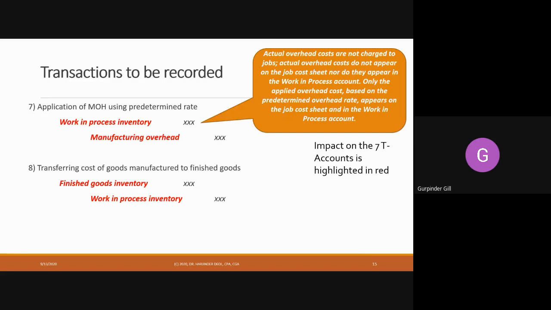Just a quick reminder here. Actual overhead costs are not charged to the jobs. The actual overhead costs do not appear on the job cost sheet, nor do they appear in the work in process account. Only the applied overhead cost based on the predetermined overhead rates appears on the job cost sheet and in the work in process accounts.